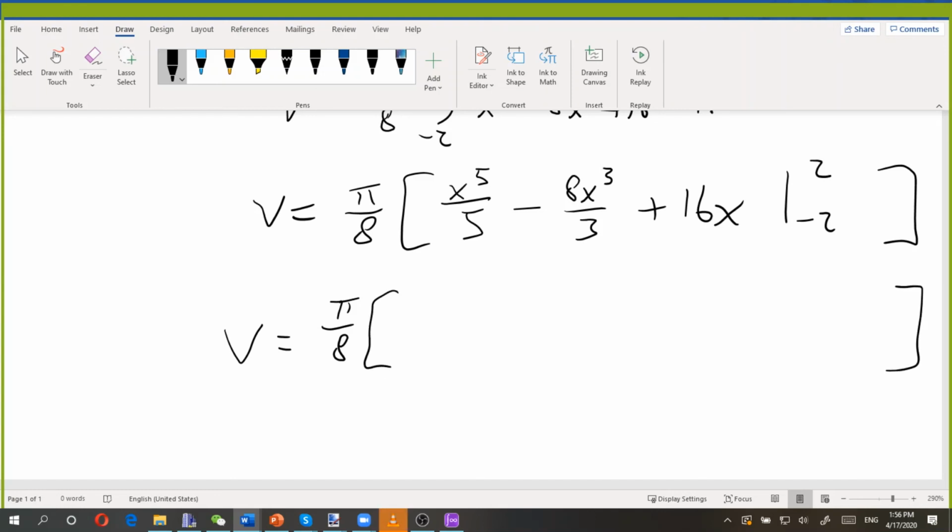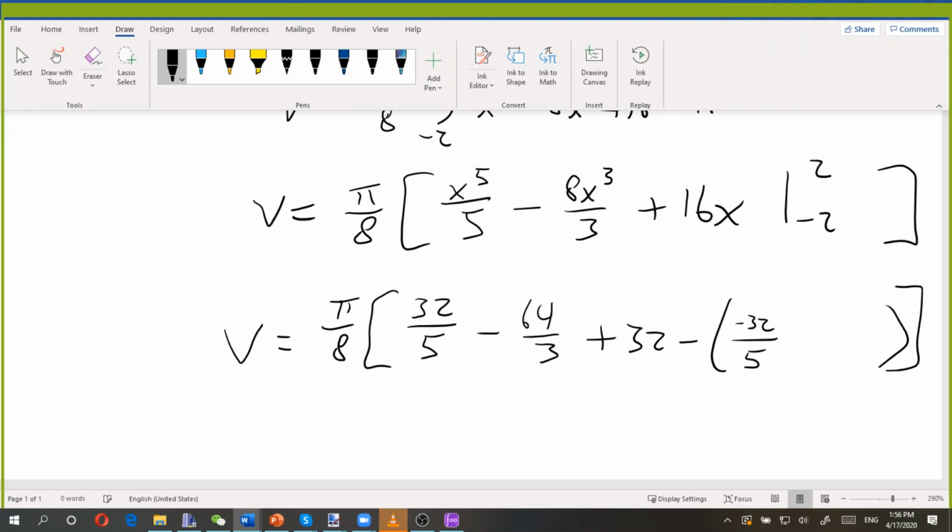Okay, so plugging in our upper bounds, I'll have 2 to the 5th power, or 32, minus 2 to the 3rd power, so that's 8 times 8 is 64 over 3, plus 16 times 2 is 32, minus my lower bound. -2 to the 5th power is -32. -2 cubed is -8, times the -8 I've got on the outside would give me a positive 64 over 3. And the -2 times the 16 would give me a -32.